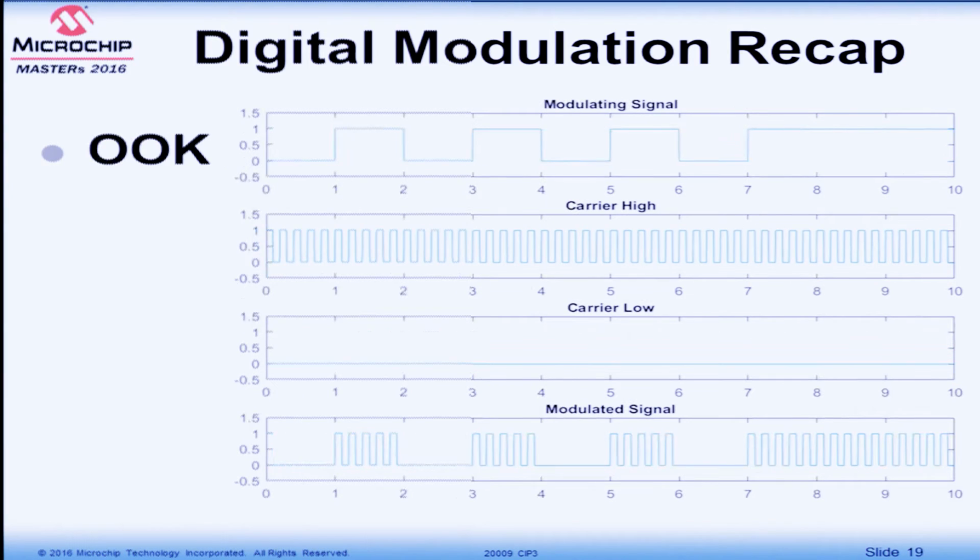The same principle applies for OOK. The only difference is now your low frequency carrier is just DC. So when you have a logic 0, you simply output nothing, you just output a DC. And then when you have a logic 1, your output is your carrier high frequency, right?